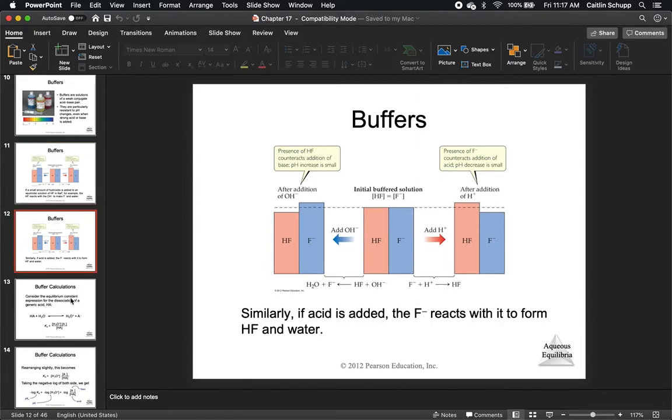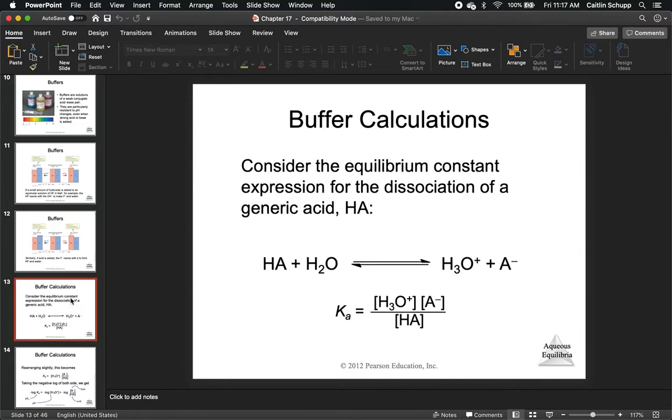That is how buffers are created. Okay, so just to give us a general idea of buffer calculations, we can put together an acid plus a base. Remember, water can be either, and we can get the conjugate acid, so H3O+, and the conjugate base of that acid that you started with, A−. And then we can put that into a Ka. We've seen this before. This is not new.